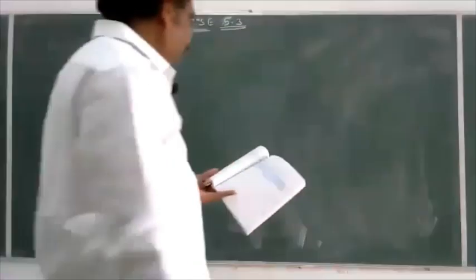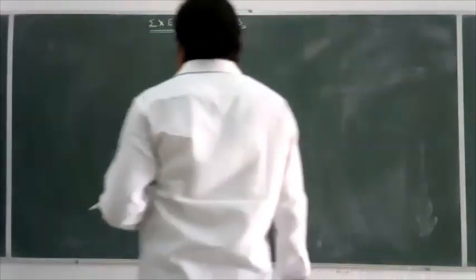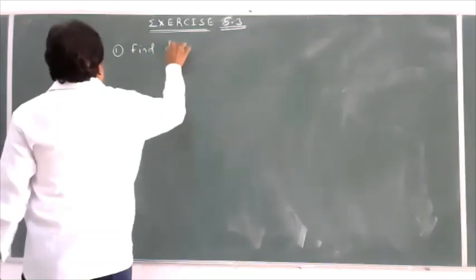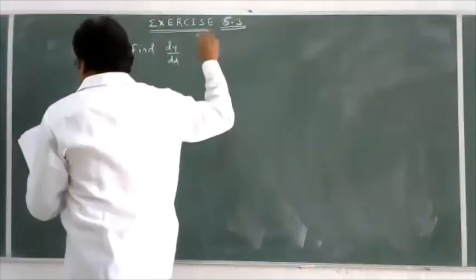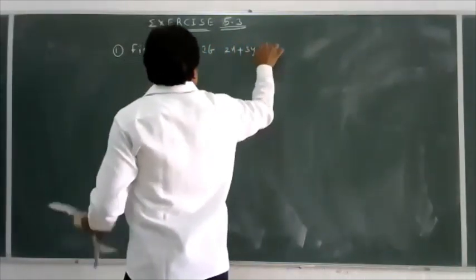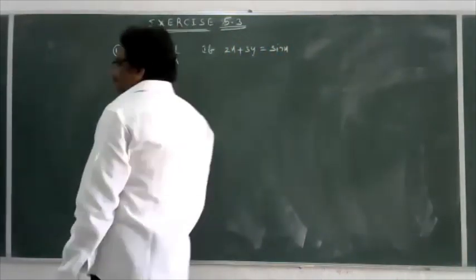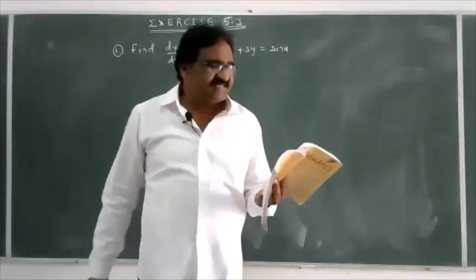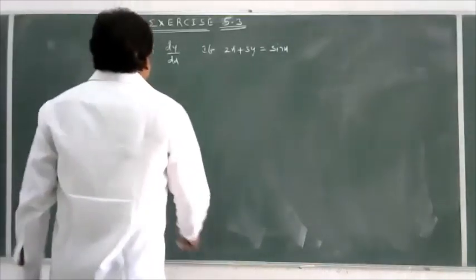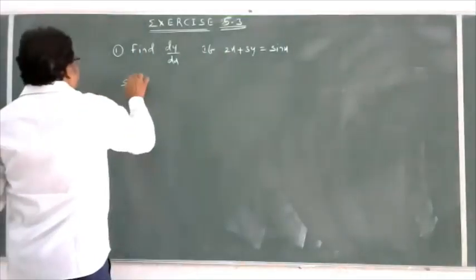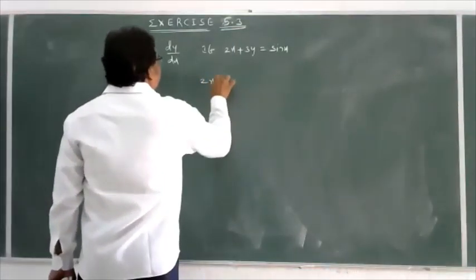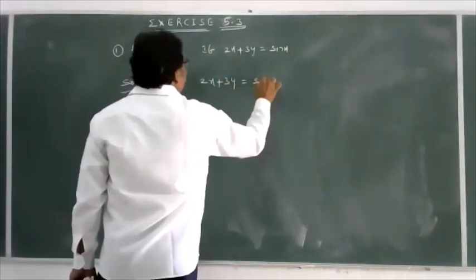So first problem, find dy by dx if 2x plus 3y is equal to sin x. Here the given implicit function is 2x plus 3y is equal to sin x.